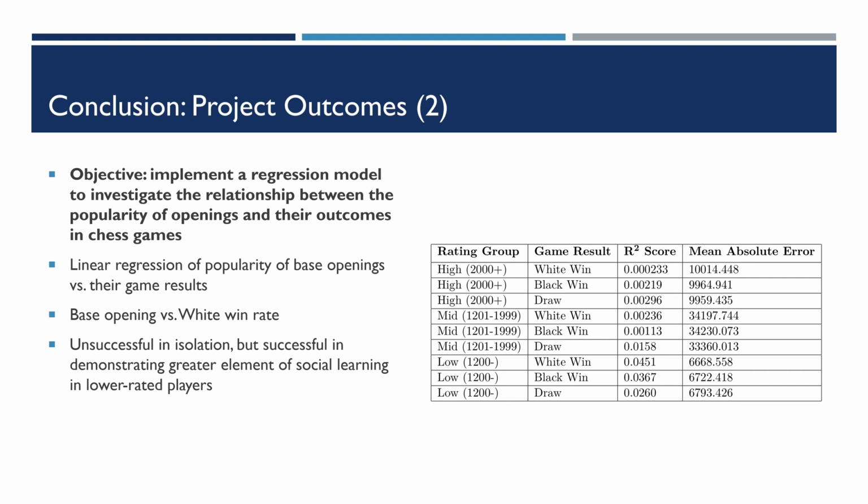While all models were unsuccessful in isolation, the improvement in R² score as the rating decreases demonstrates that there is a greater element of social learning in lower-rated players. These players typically have less experience and are therefore more likely to follow the crowd.